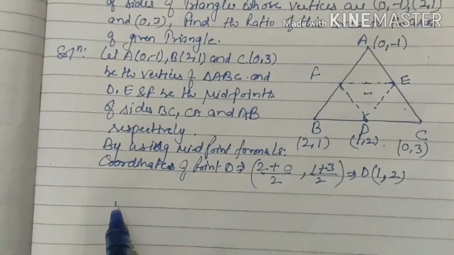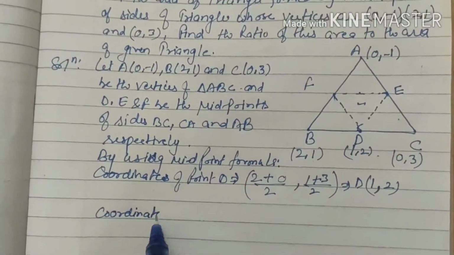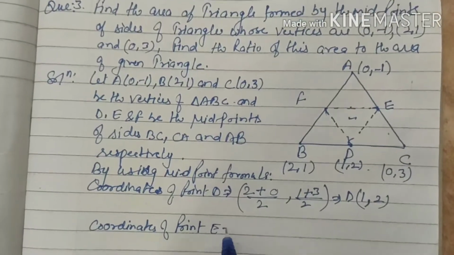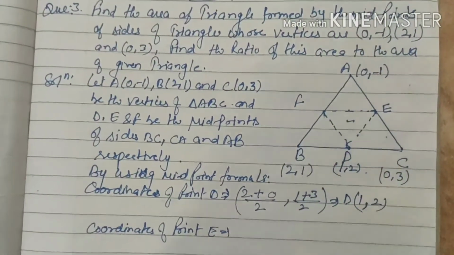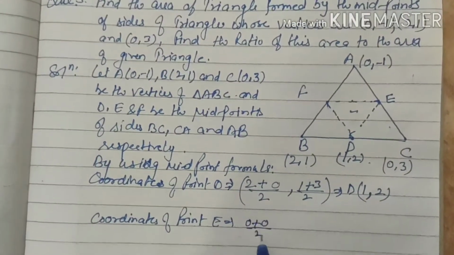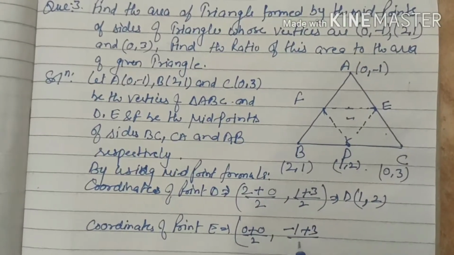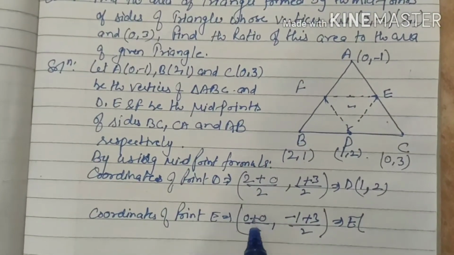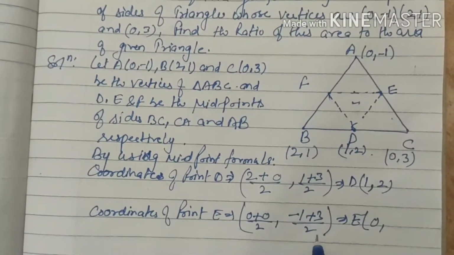So similarly we have to find the coordinates of point E. For E we'll have to add 0 plus 0, so 0 plus 0 by 2, and minus 1 plus 3, so minus 1 plus 3 by 2. So the coordinates of E will be 0 plus 0 becomes 0, 0 by 2 becomes 0. So minus 1 plus 3 becomes plus 2, 2 by 2 becomes 1.